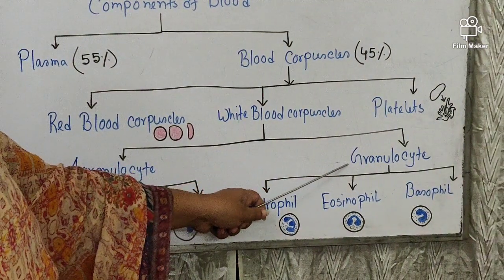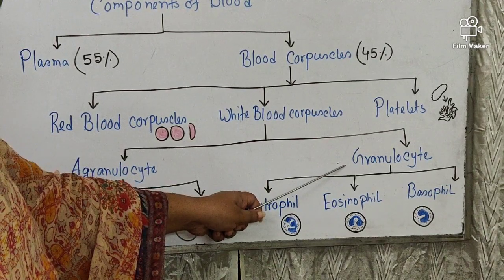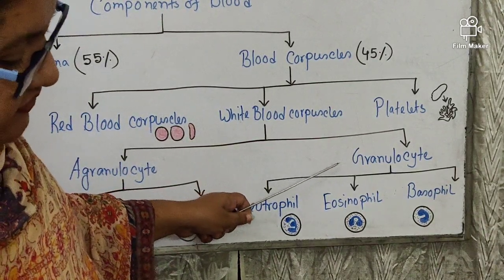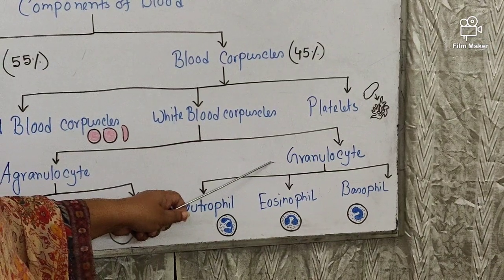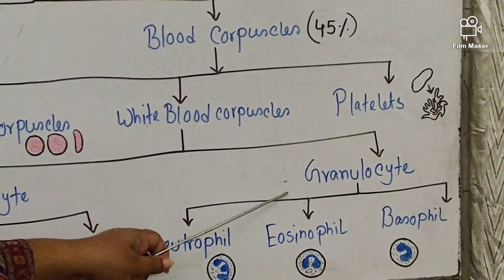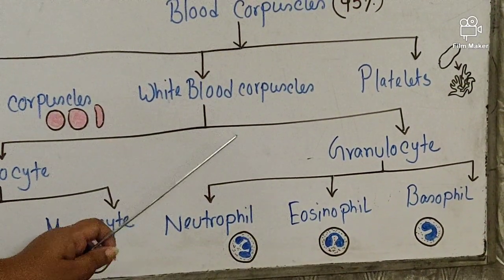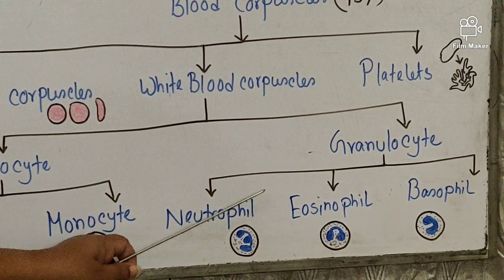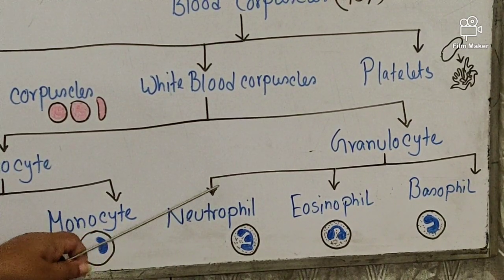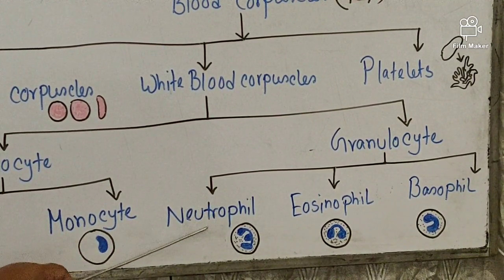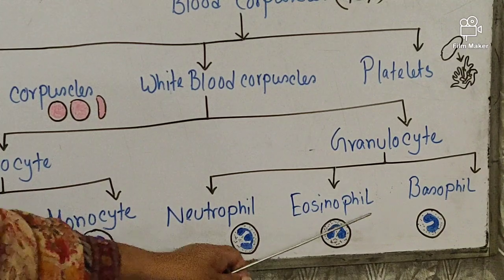Now, granulocytes. What is a granulocyte? Granulocytes have cytoplasm with slightly stained granules. According to the size of the nucleus, granulocytes are of three types: neutrophil, eosinophil and basophil.